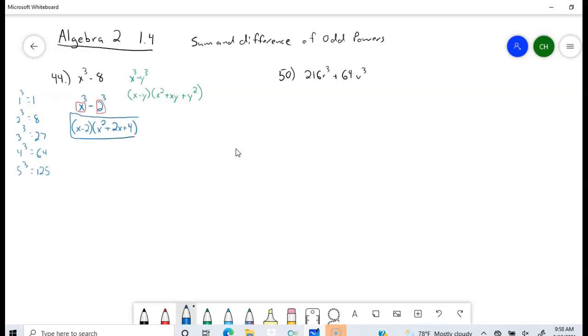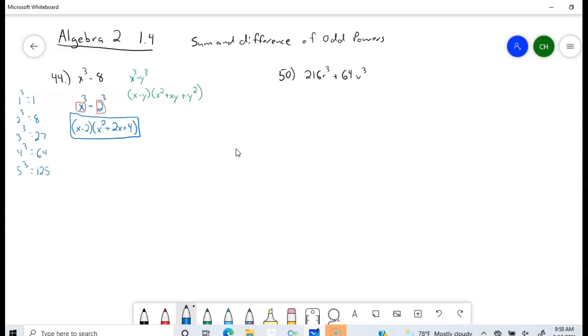And I'm done. I didn't have to do a whole lot of math. I just have to recognize that 8 is the same thing as 2 cubed. Okay? So on this next one, on number 50, we have 216r cubed plus 64v cubed.